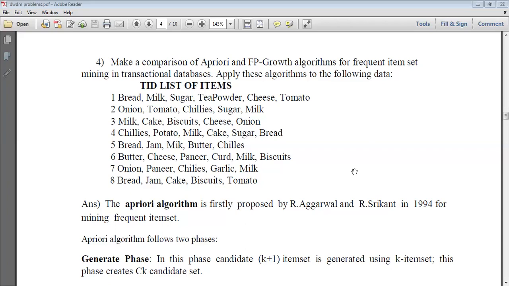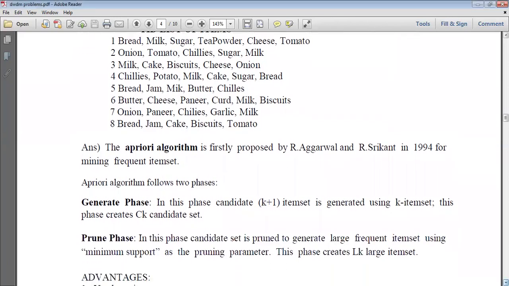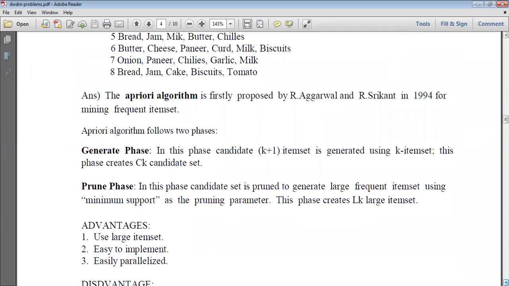One is the generate phase and the second one is the prune phase. The generate phase is also called the join phase. In this phase, candidate k plus 1 item sets are generated using the k item sets. Next is the prune phase, which generates the large frequent item sets using the minimum support as the pruning parameter. So this is regarding the Apriori algorithm.